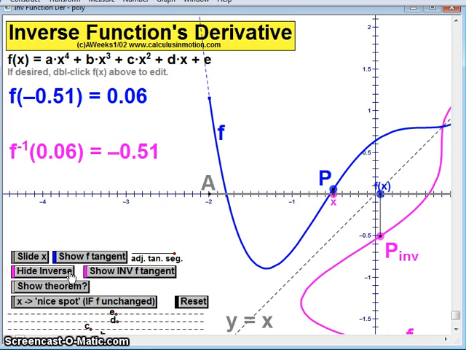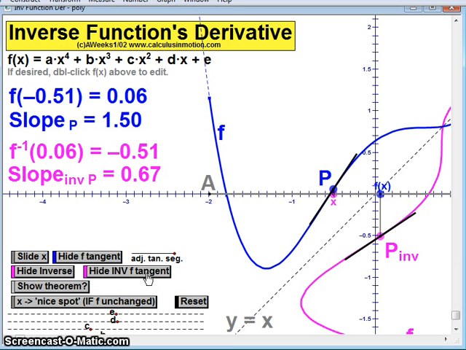So all we have to do is take a point on f, call it (a, b), and then the point (b, a) is going to be on f inverse. It's shown on the screen right now with (a, b), the point on f, being (-0.51, 0.06), and the point (b, a) on f inverse would be (0.06, -0.51). So the next thing that we want to look at is the tangents of each of these.